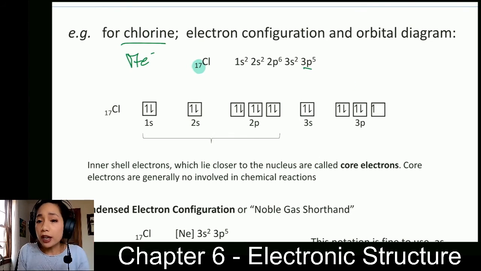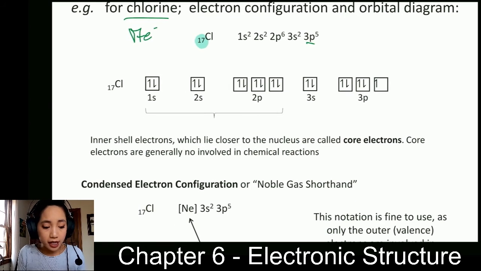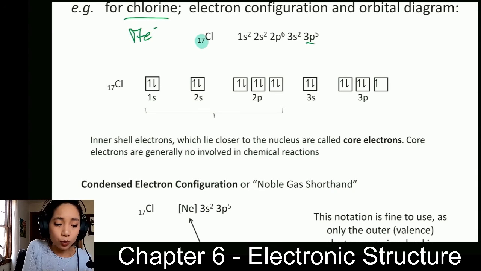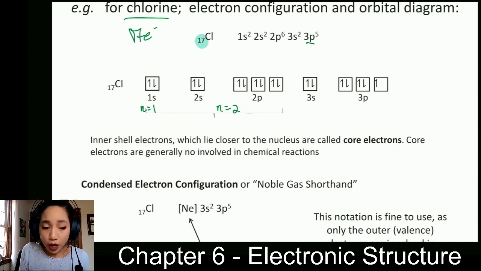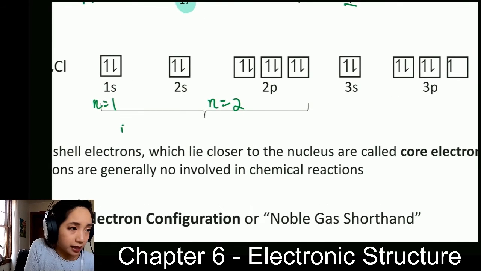But there's another way that we can write out electron configurations, and that's our condensed electron configuration. So we can shortcut. If we look at this, our 1s orbital is completely filled. Our n equals 1 is completely filled. Then our n equals 2, which includes our s and p subshells, is completely filled as well. What we call this is the inner electrons.